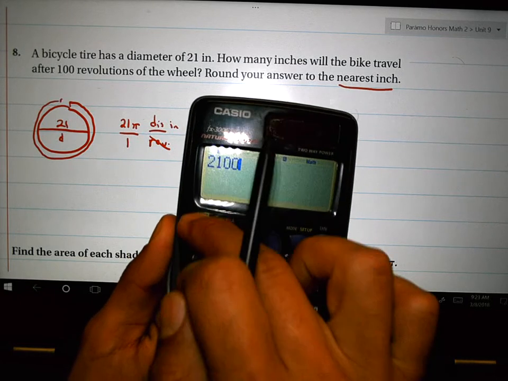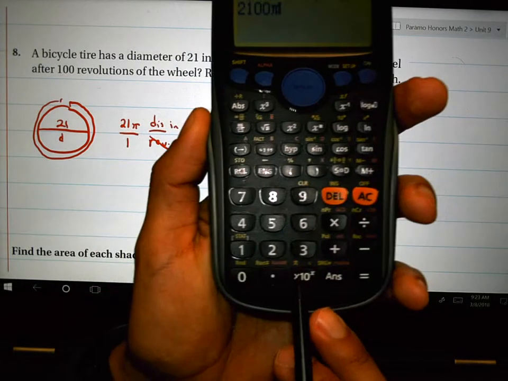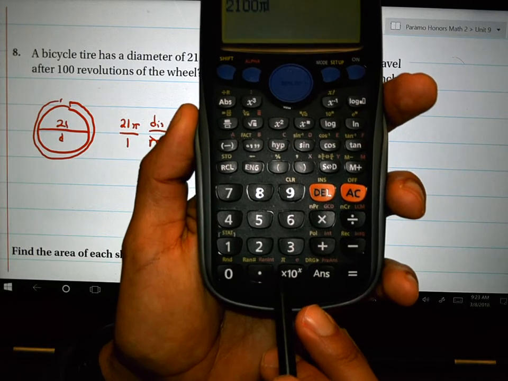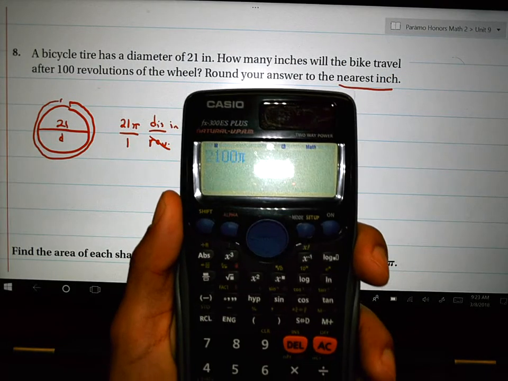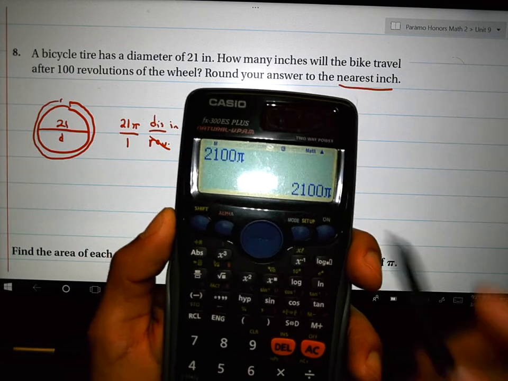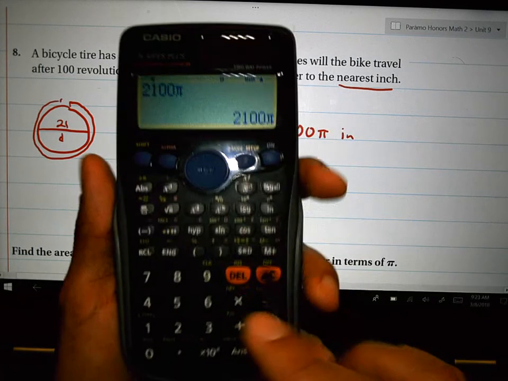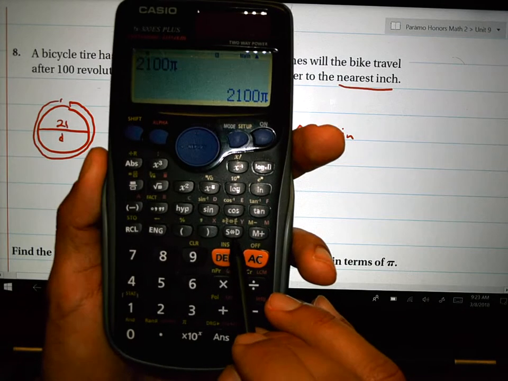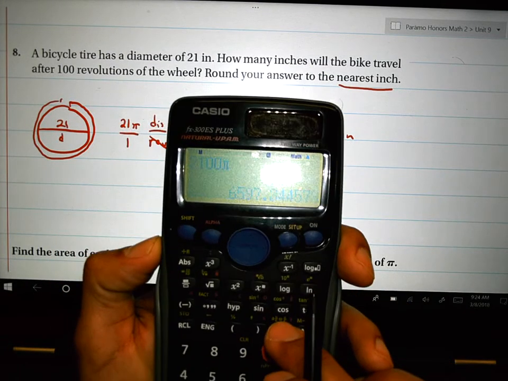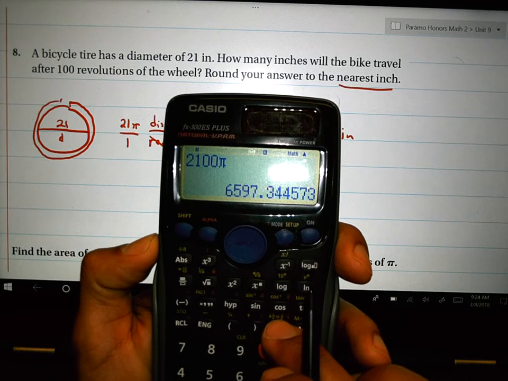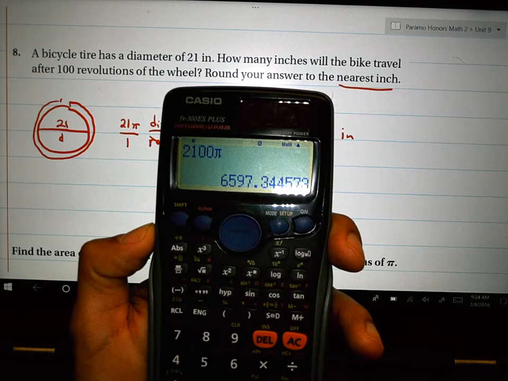2100. I use the pi button, which is right above this times 10 key, so I have to press shift pi. It shows it right here. Press equals. Your answer is in terms of pi if you want to leave it in terms of pi, but there's a switch it to a decimal button called SD, standard to decimal, and it can toggle between pi in terms of pi or the decimal equivalent.